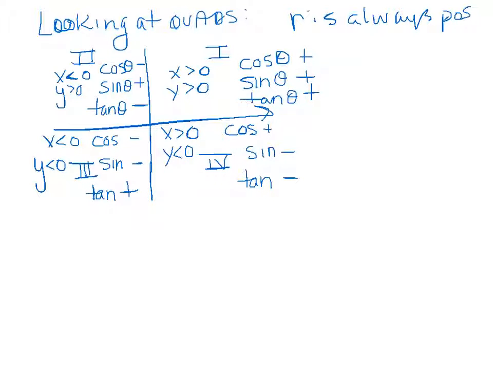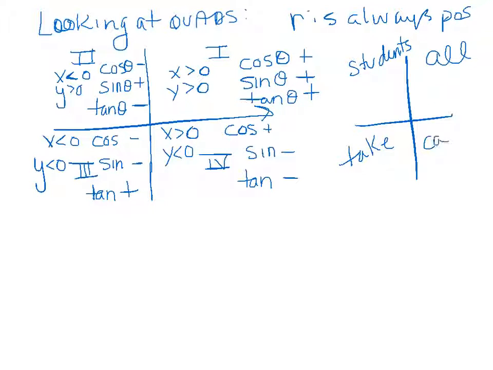Now, some people like to remember a good way to remember this, a mnemonic: All Students Take Calculus, making sure you go in the same direction as we name our quadrants. And what this is telling you is who's positive in that quadrant. So it's answering the question, who's positive?